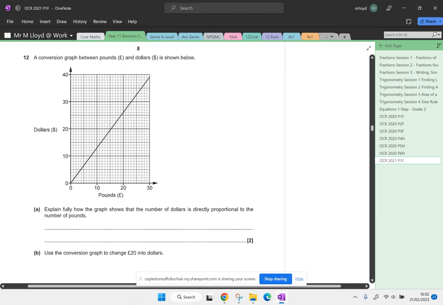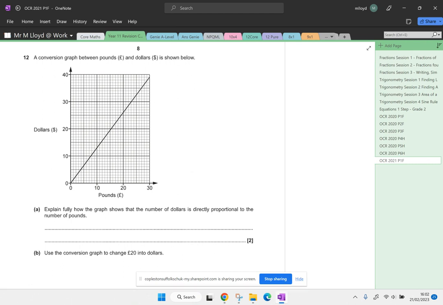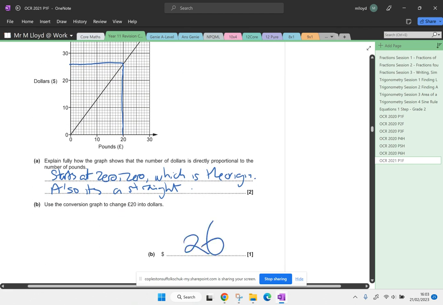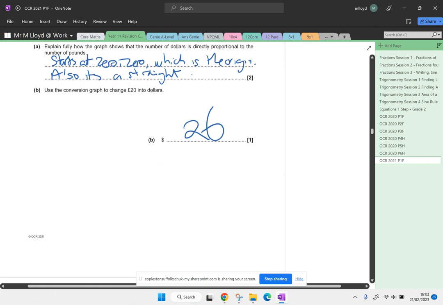Question 12, a conversion graph between pounds and dollars. Explain fully how the graph shows that the number of dollars is directly proportional to the number of pounds. Well, it starts at 0, 0, which is the origin. And also it's a straight line. Okay, use the conversion graph to convert £20 into dollars. So here's my 20, and then that's one line above that middle bit, which makes $26. Feel free to draw on those diagrams because that is part of showing your working.